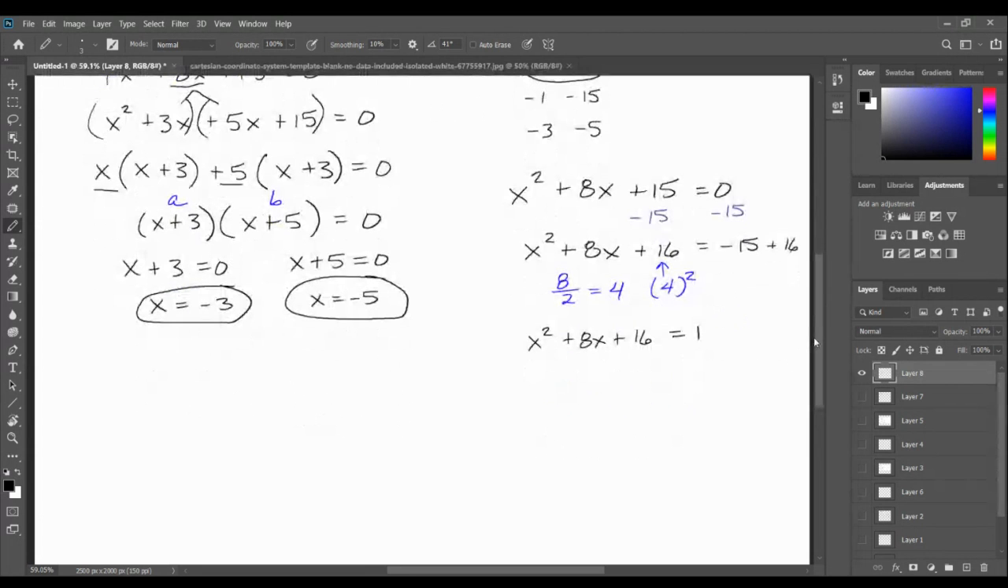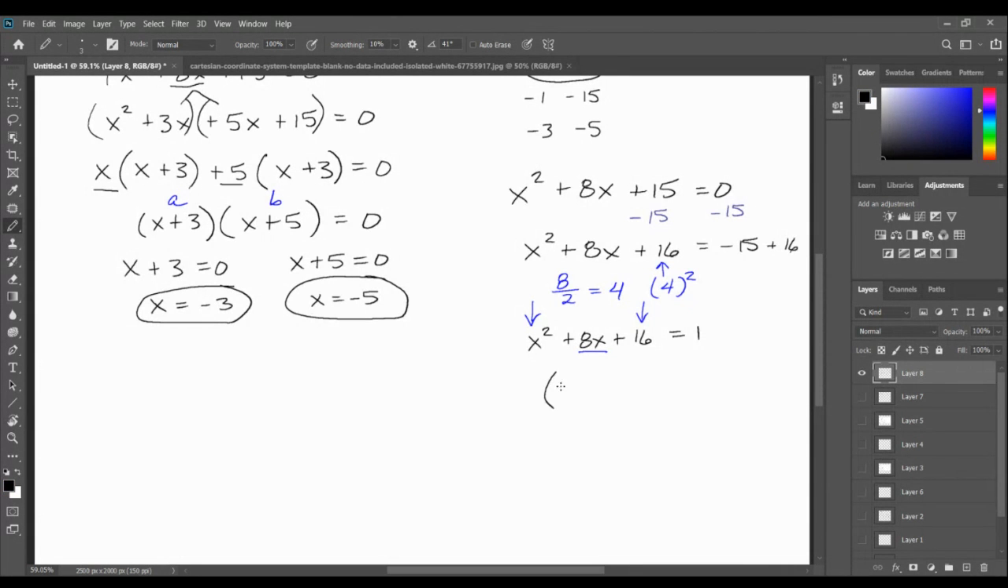So now I have a perfect square trinomial, which means this first term is a perfect square. The last term is a perfect square. And the middle term is the product of the square roots of those times 2. So the square root of x squared is x. The square root of 16 is 4. 4 times x is 4x, times 2 is the 8x. So that's a perfect square trinomial.